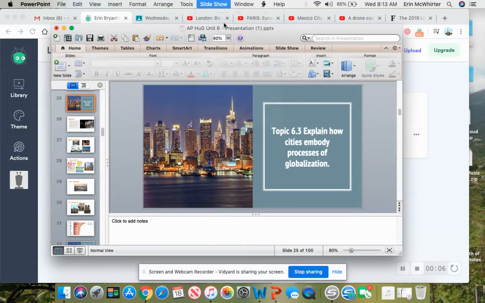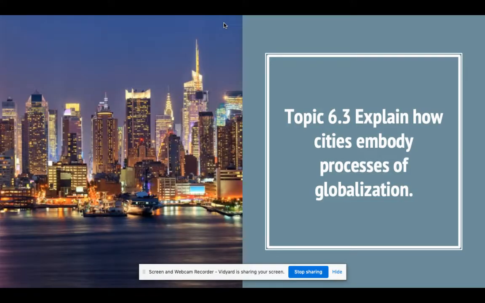So we are going to start talking about topics 6.3 and 6.4 today, and that's continuing on with our study of cities. For the first topic, we're going to focus on globalization and how cities are the perfect example of a globalized society. Just to review a little bit, globalization is basically just the fact that our world is super connected now. We are very aware of that in the midst of this coronavirus that's going on right now. But cities are great examples of how the world comes together.